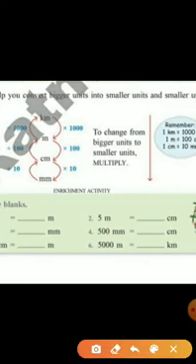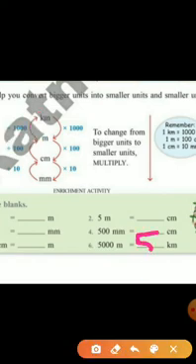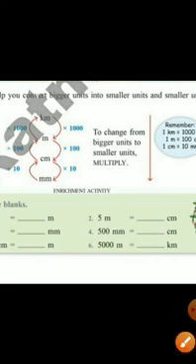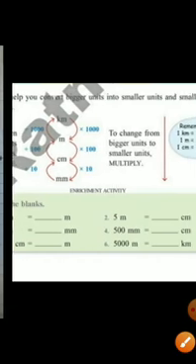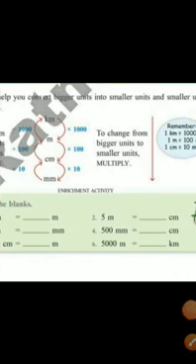And now the last one. 5000 meter is equal to how many kilometer? When you go from meter to kilometer, we need to divide by 1000. So 5000 divided by 1000 will be 5. So 5000 meter is equal to 5 kilometer. So children, like this you can convert the unit from one to another.